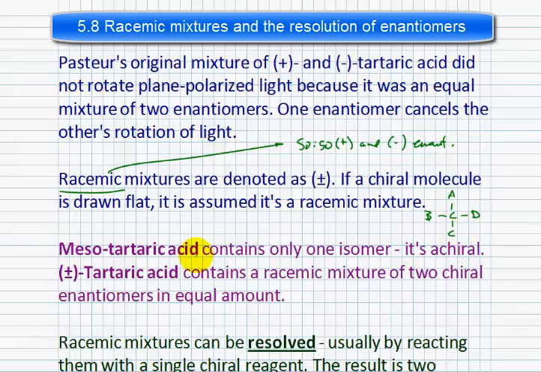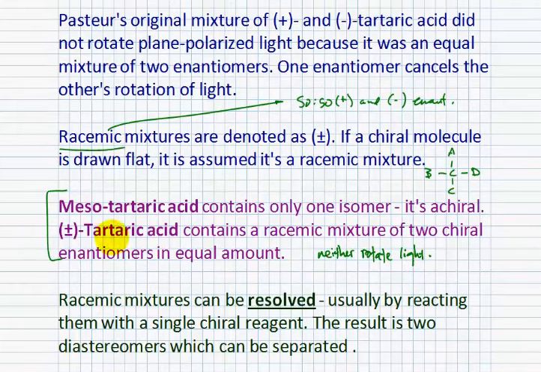meso tartaric acid is a pure substance, has only one isomer that's achiral. It does not rotate light because it's achiral. Plus-minus tartaric acid contains a racemic mixture of two chiral enantiomers in equal amount. So neither of these rotate light. However, the plus-minus tartaric acid, if the two enantiomers are separated, okay, it's called being resolved. A racemic mixture can be resolved.